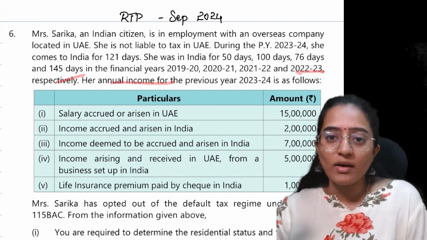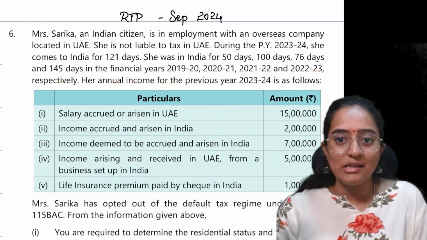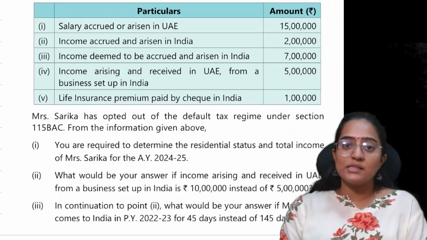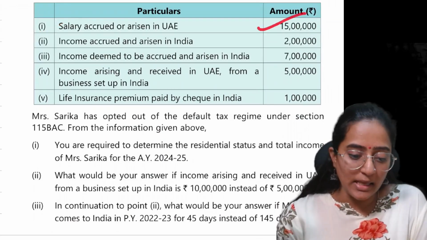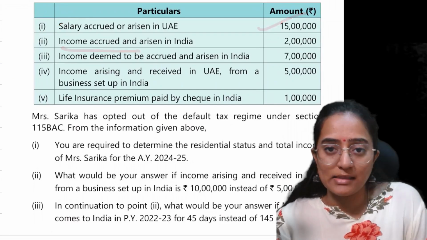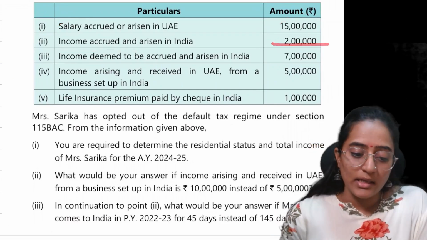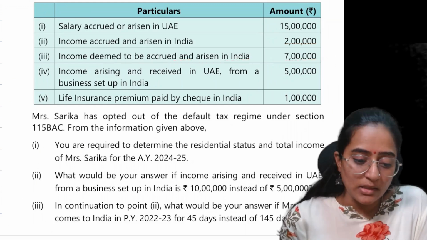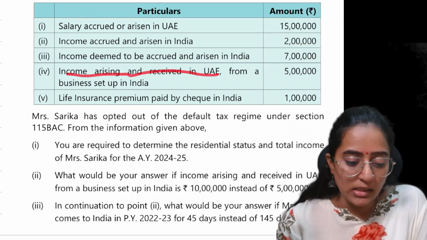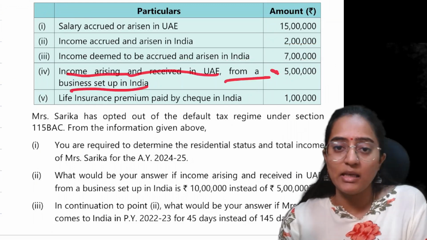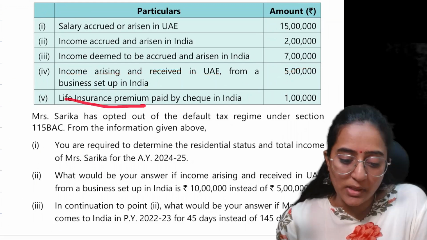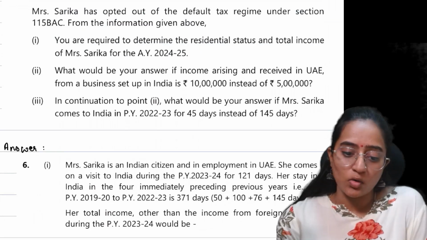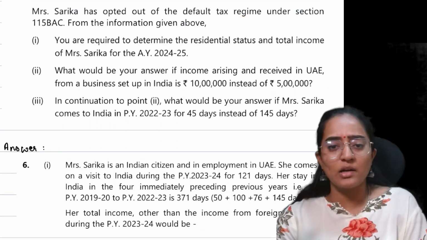Her annual income for the previous year 23-24 is as follows. Salary accrued or arisen in UAE is 15 lakh. Income accrued or arisen in India is 2 lakh. Income deemed to be accrued or arisen in India is 7 lakh. Income arising and received in UAE from the business set up in India is 5 lakh. Life insurance premium paid by cheque in India is 1 lakh. Mrs. Sarika has opted out of the default tax regime under 115BAC.